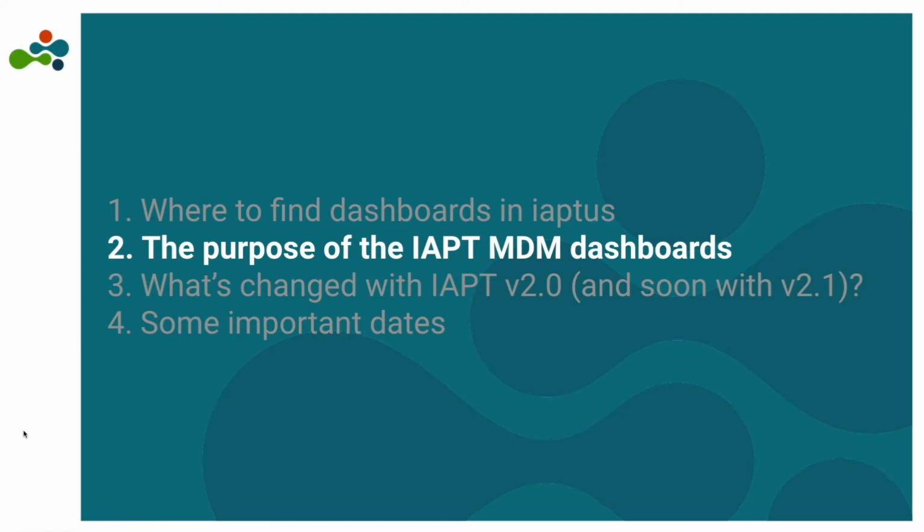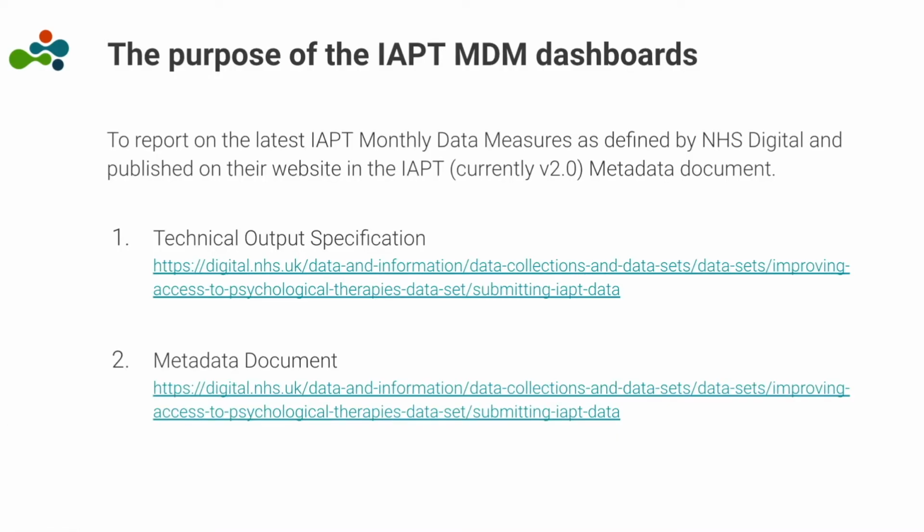So the purpose of the IAPT MDM dashboards. There is a set of national reports put together by NHS Digital from the submissions called the monthly data measures and can be found on the NHS Digital website. In iaptus, we attempt to replicate these reports as closely as possible using iaptus data. By doing this, you'll be able to get a current picture of each measure rather than a few months behind. You'll also be able to drill down to the particular patient, referral or contact that formed part of a measure, should you need to.